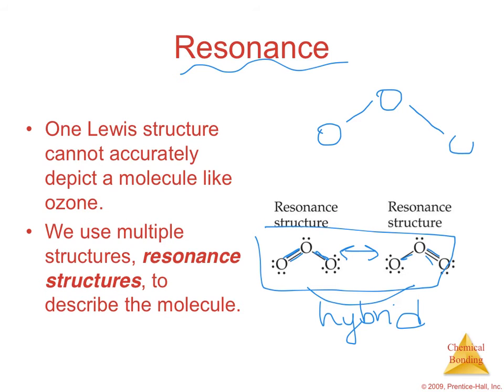So really, in real life, what's going on is the double bond is partly located between two of the oxygens and partly located between the other two. So that is called delocalized electrons.